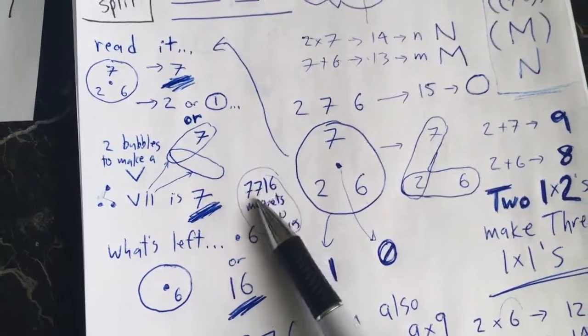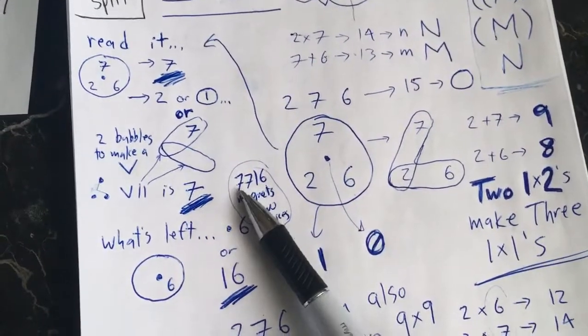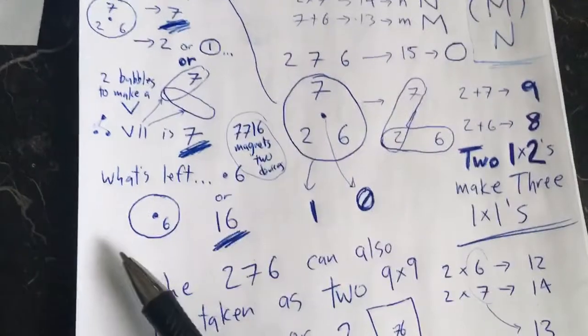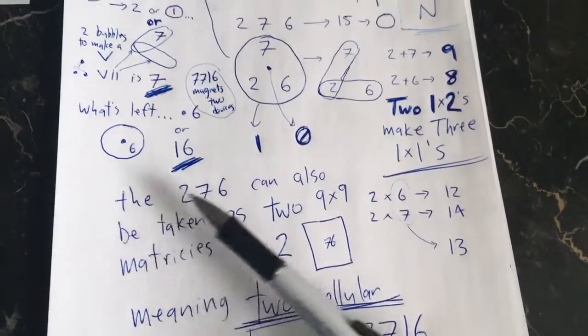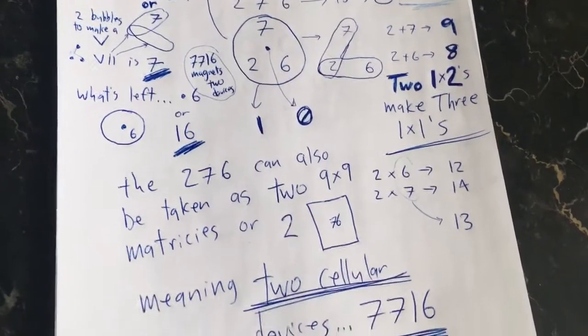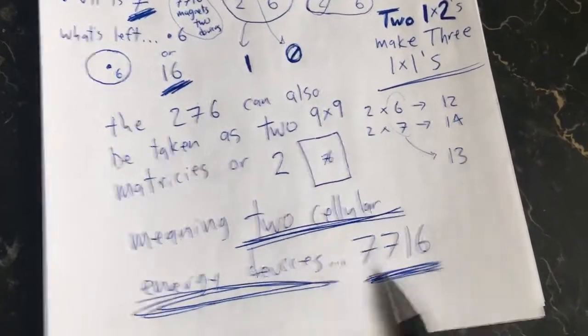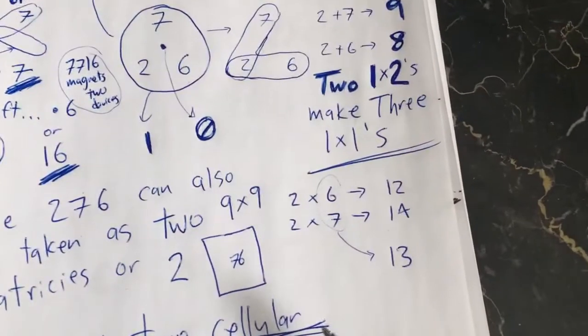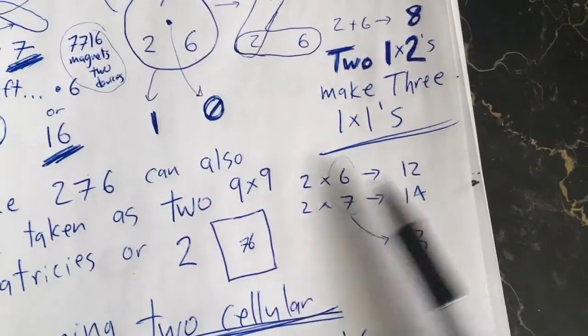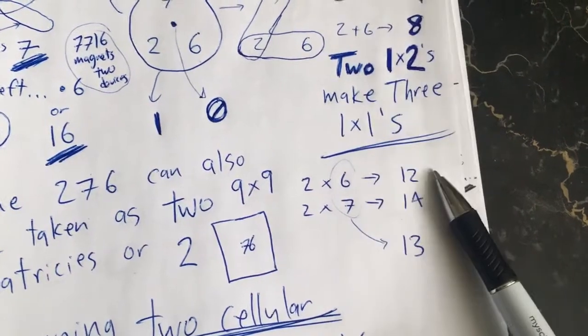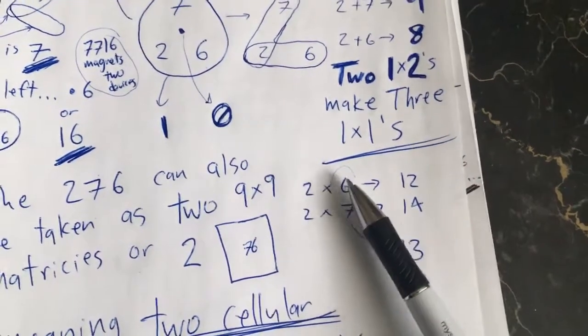I guess this is a multiple of decoding you can look at too. 38, 58, 7716. So that's interesting. The 276 can also be taken as 2 9x9 matrices or 2 76s, meaning 2 cellular energy devices, again 7716, brings me up to there. Again, 12 and 14, our calendar year, what I think it is, and what they introduced as the 13 zodiac, I always find interesting.